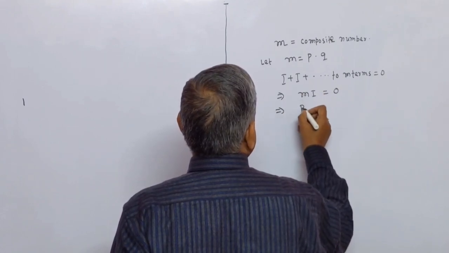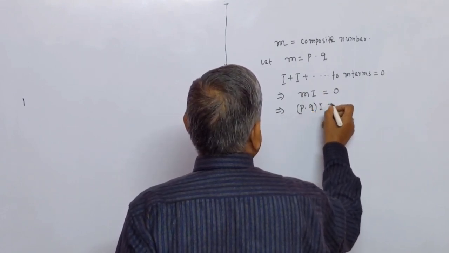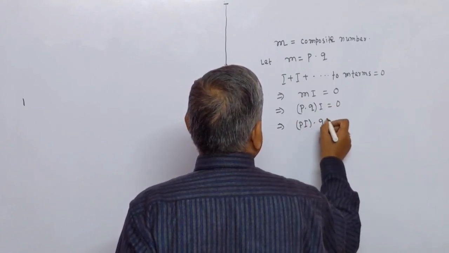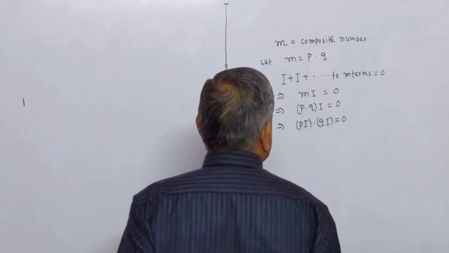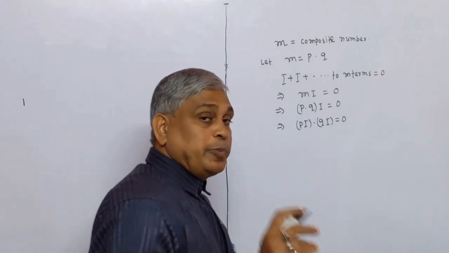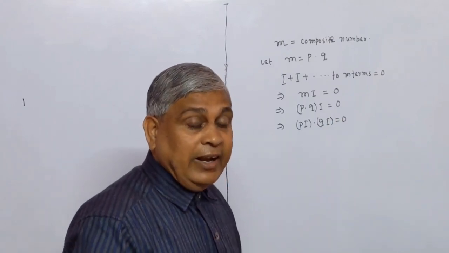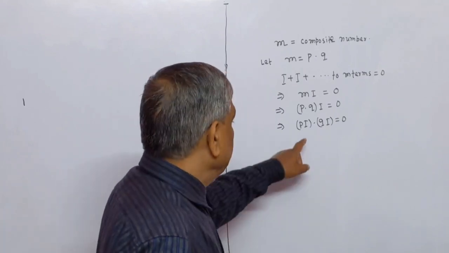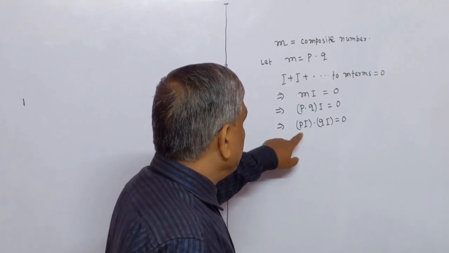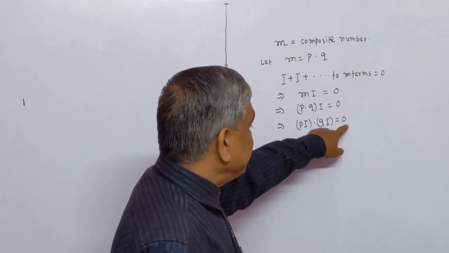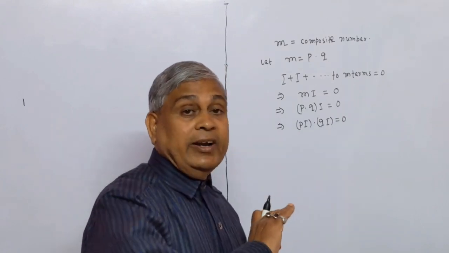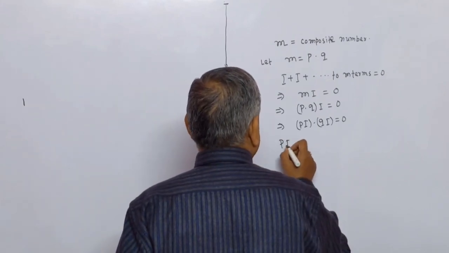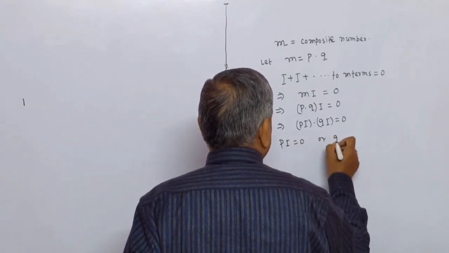M is P multiplied by Q, I equal to 0, implies that PI multiply QI equal to 0. Since we are speaking about integral domain, an integral domain does not contain any divisor of 0. This is the product of two members of integral domain, and right side is 0. An integral domain does not contain any divisor of 0. Therefore, either PI equal to 0 or QI equal to 0.